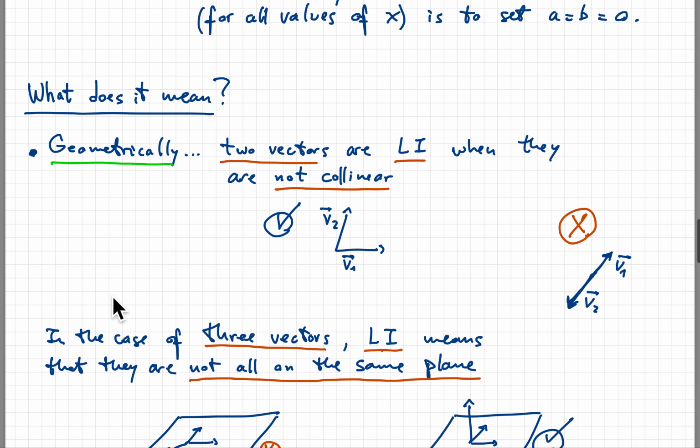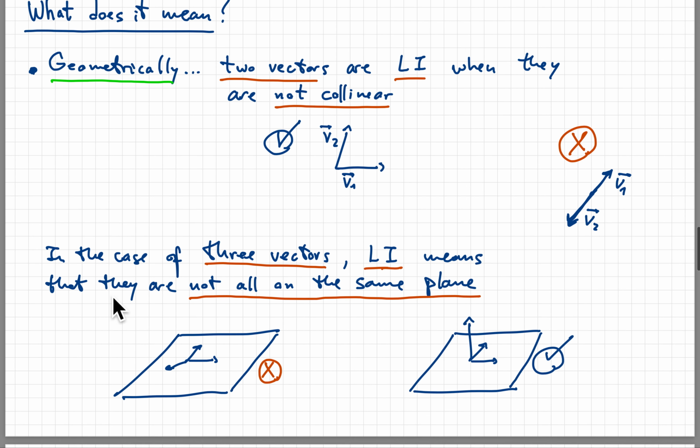Now for three vectors, linear independence means that they're not all on the same plane. If you have three vectors and they're all on the same plane, then you can find a way to cancel them out one against the other. On the other hand, if one of them is sticking out like this, then you're safe. These two down here on the plane are linearly independent, of course, since they're not on the same line. And this one here is sticking out, so there's no way you can cancel these guys out against each other by forming some linear combination, unless that linear combination is just a trivial one where all the constants are 0.